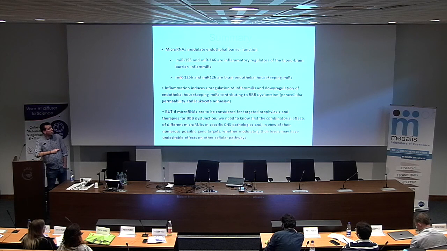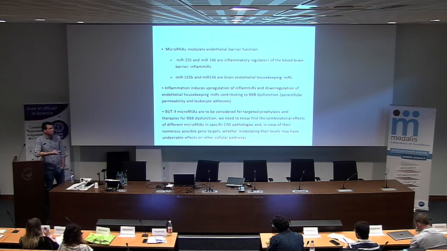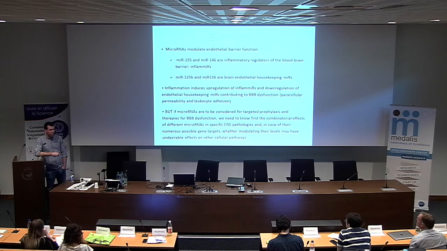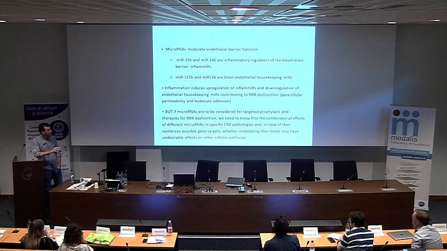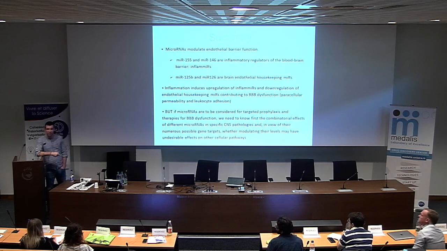So I think we can agree today there are some microRNAs that we can call inflammamiRs, and their expression gets upregulated after inflammation. But we also have some microRNAs that are considered to be housekeeping genes, whose expression goes down after a stressful stimulus such as inflammation, and therefore increases the chances of the cell suffering from the inflammatory stimulus. But I think it's important at this point of our research to say that if microRNAs are to be considered for targeted prophylaxis and therapies for blood-brain barrier dysfunction, we need to know first the combinational effects of targeting all these microRNAs in specific CNS pathologies, and also what the off-target effects will be, as they can modulate many different targets.